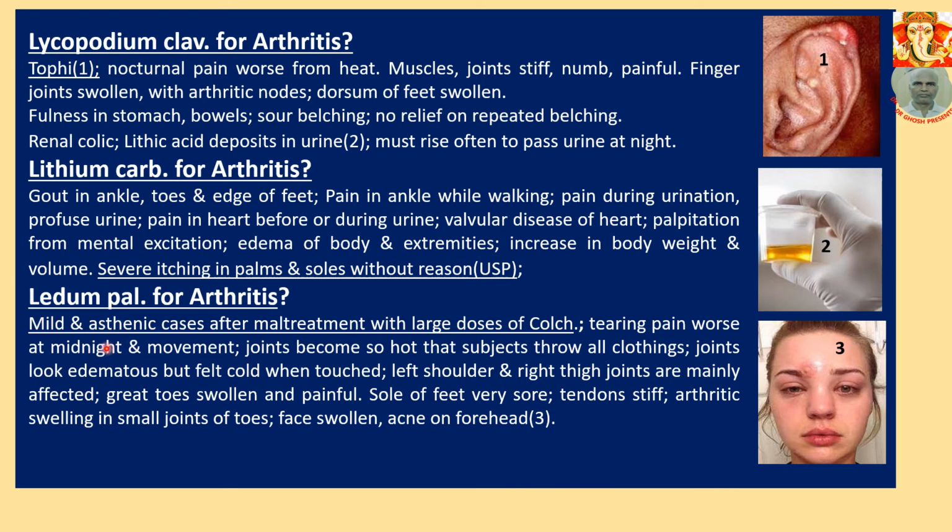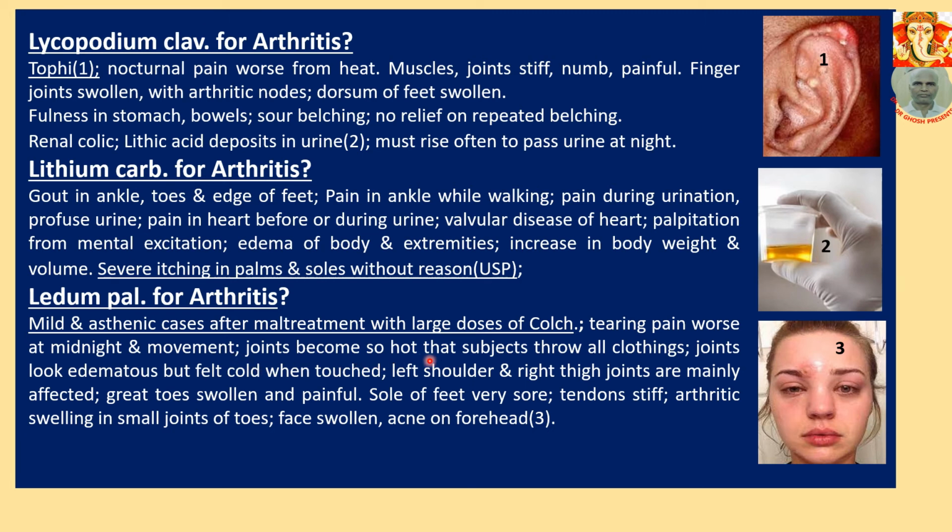Lilienthal for arthritis, mild and asthenic cases of maltreatment with large doses of colchicum. It very often happens. Some patients have been treated with huge doses of colchicum for arthritis. His arthritis is not cured, but has changed to a very mild and asthenic type. Tearing pain worse at midnight and on movement.